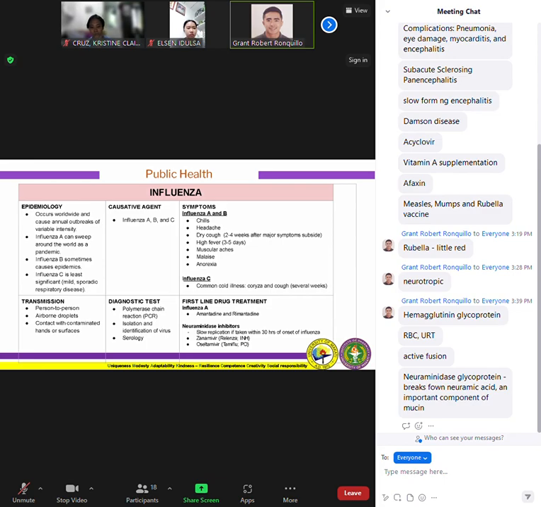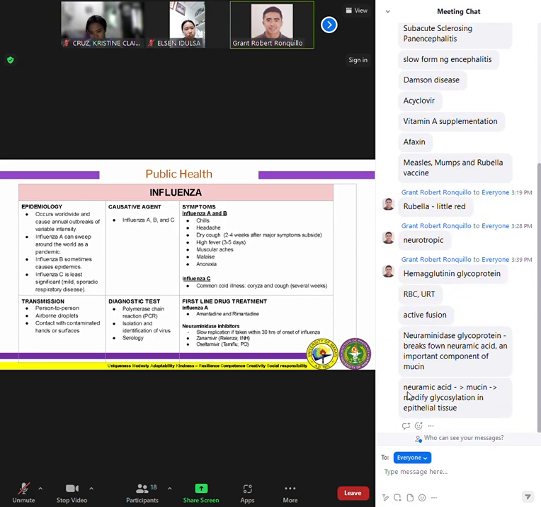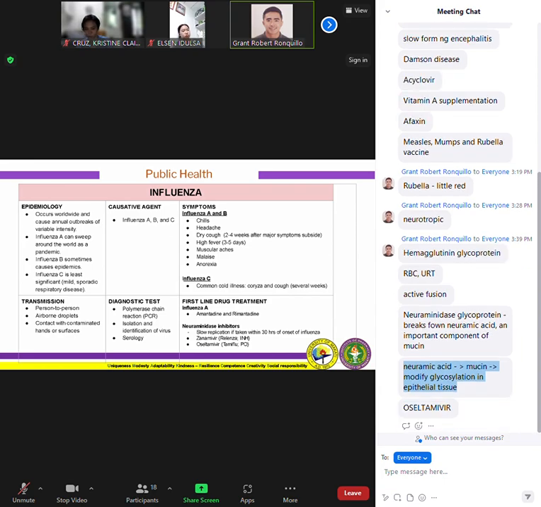So, ibig sabihin, paano nangyayari ito? Pag yung neuraminic acid na-breakdown siya to mucin. Okay, anong mangyayari kay mucin? Then, it will modify the glycosylation in epithelial tissue. So, yan yung magpapasipon sa inyo. Kaya kayo binibigyan ng mga neuraminidase inhibitor para mawala yung pagsipon ninyo, para mawala yung pag-ubo ninyo. And isa sa mga agents na binibigay, which is commonly tinatanong din po sa boards, si oseltamivir. Nabanggit mo to, Ms. Idulsa? Tama na?